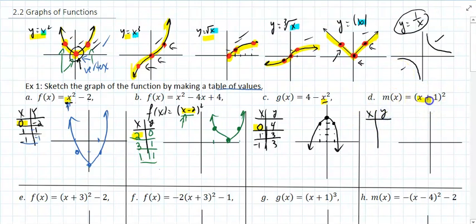Where does the inside equal 0? At negative 1. A point above negative 1 is 0, and a point below it is negative 2. A negative 1 in there will give you a 0, a 0 in there, 1 squared is 1. If I substitute in a negative 2, negative 2 plus 1 is negative 1 squared, that's a 1. So 1, 0, 0, 1.